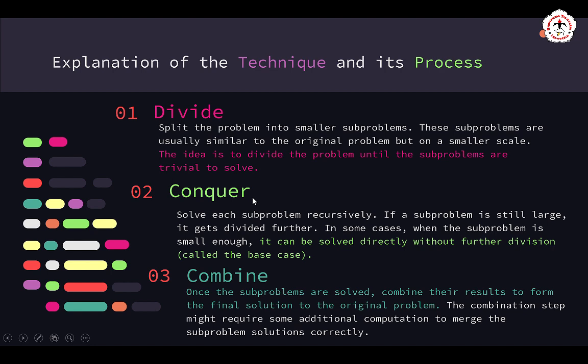Conquer. Solve each subproblem recursively if a subproblem is still large. If it gets divided further in some cases, when the subproblem is small enough, it can be solved directly without further divisions, or call it the base case.